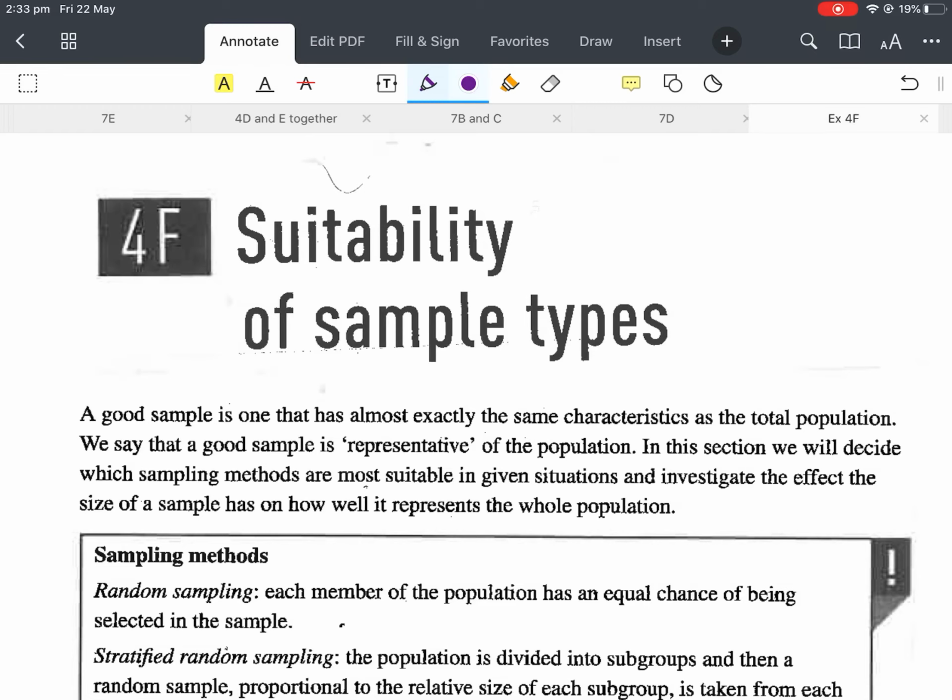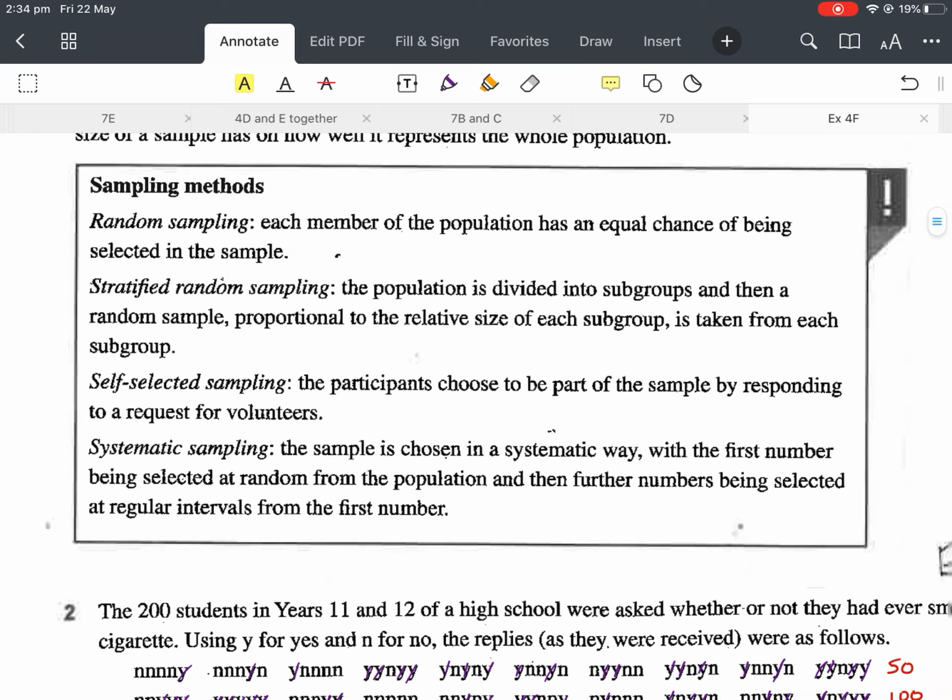Hopefully by now you know there are four different types of sampling methods. You've got a random sample, and a stratified random sample, which means you divide everything into subgroups like you do at school: Year 7, Year 8, Year 9, Year 10, Year 11, Year 12. You have self-selected sampling, where the participants actually choose, like ringing into a radio station, or systematic sampling, like on an assembly line, where you pick every 10th or every 20th part that is made.